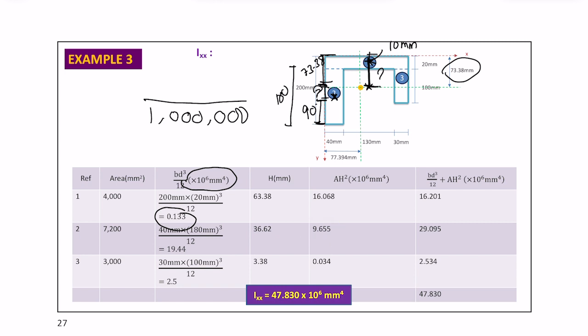9.655 plus 19.44. It is 29.095 times 10 power of 6. Next, we calculate section number 3.